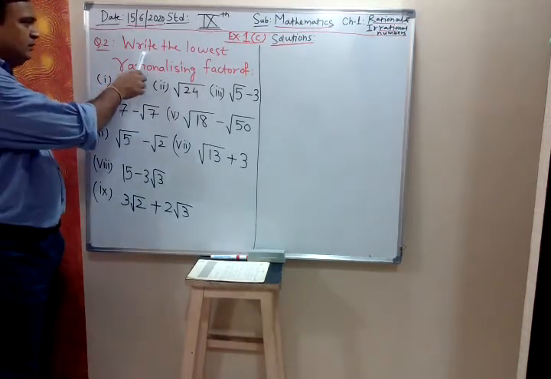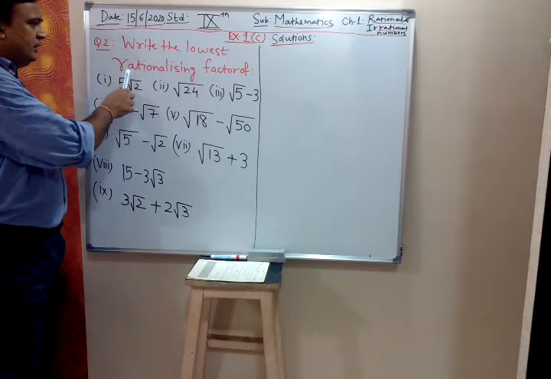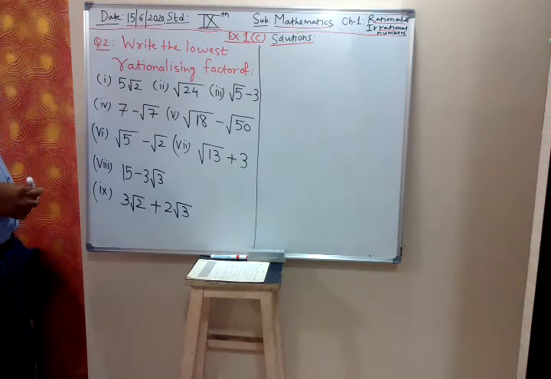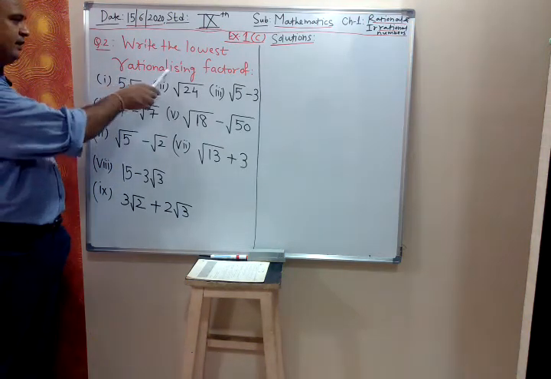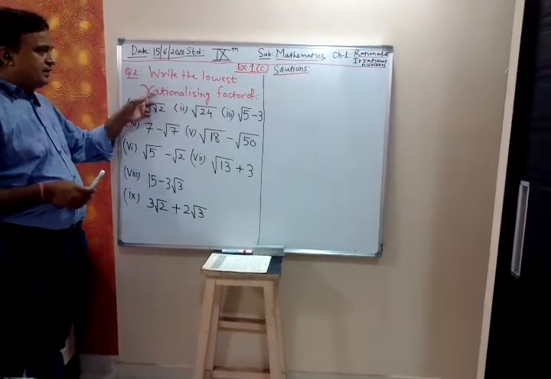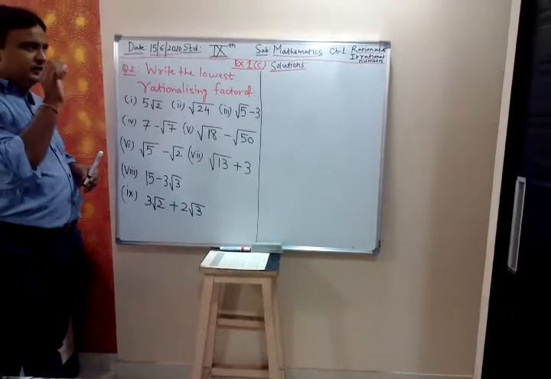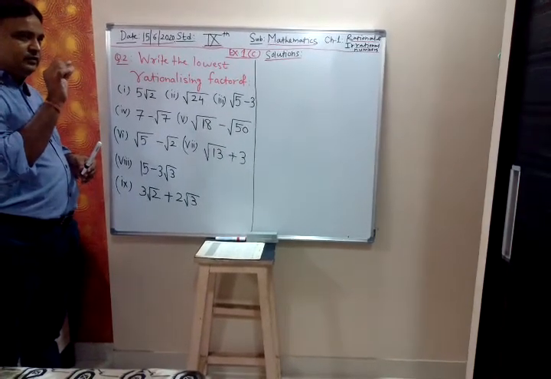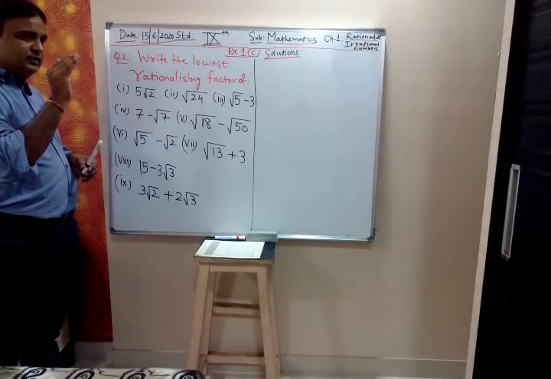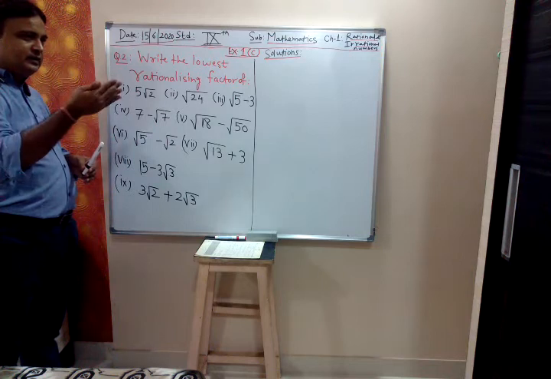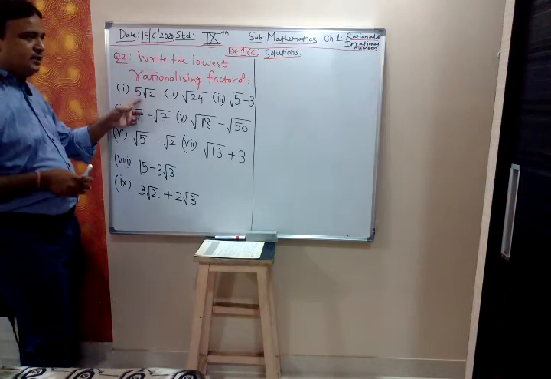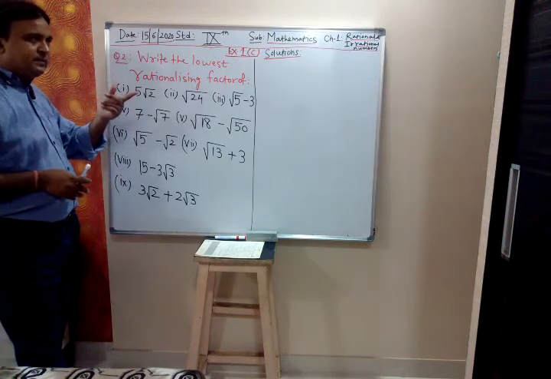Question number 2, write the lowest rationalizing factor. Lowest rationalizing factor means that number or that factor by which when you multiply the given number the irrational number becomes a rational number.